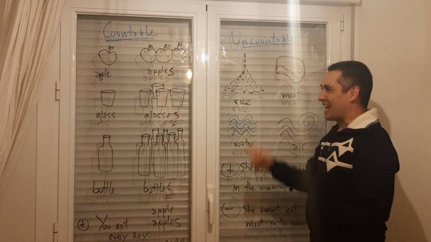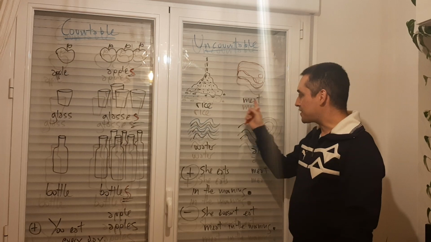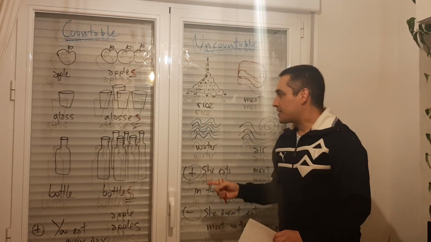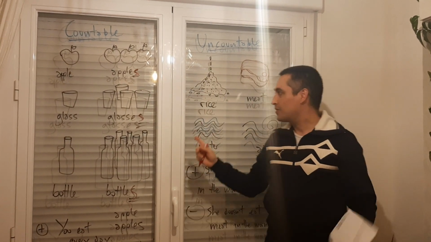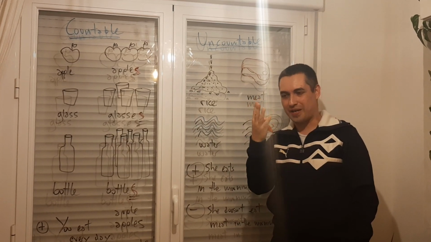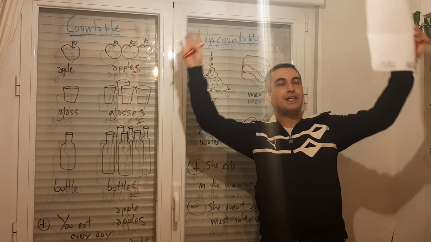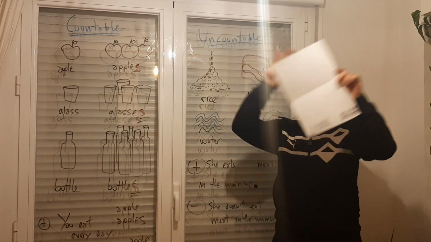How about uncountable nouns? You cannot count uncountable nouns. Rice, meat, water, air. These are masses. You cannot say 1 rice, 2 rices, 3 rices, 4 rices. That is incorrect. You talk about rice in general, a mass.